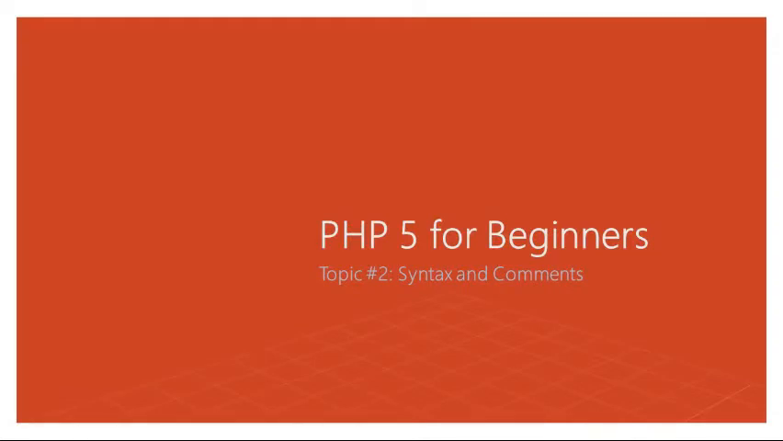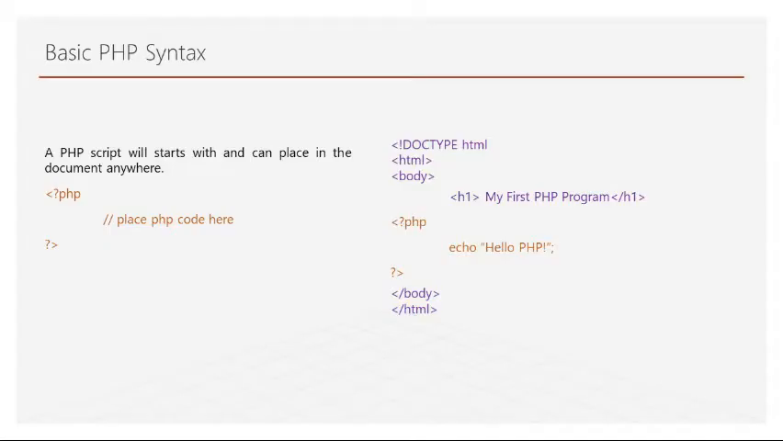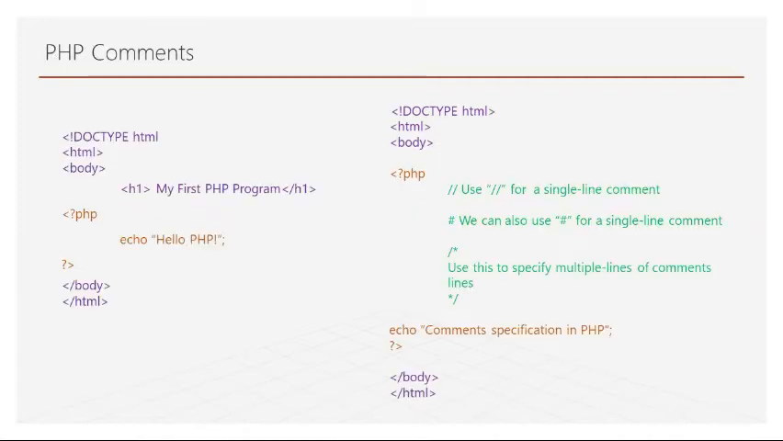PHP code syntax. A PHP script will start with <?php and can be placed anywhere in the document. The below example shows how PHP syntax is written and used while writing the program. PHP comments. Comments in PHP script code can be a single line or multiple lines. A PHP comment is a text line that is not read or executed during the execution of the program. PHP comments provide useful information for a better understanding of the code. PHP supports several ways of commenting.